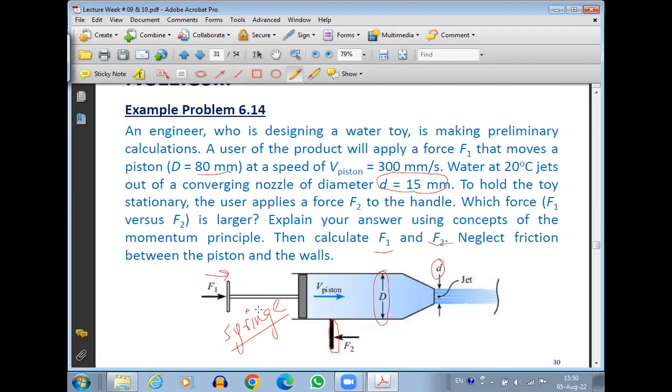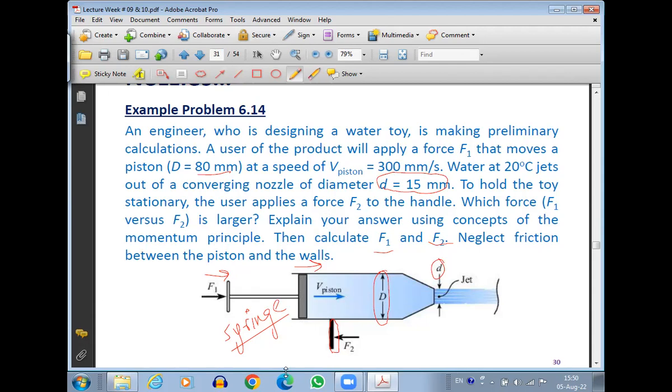And we are given the speed of the piston, which is 300 millimeter per second. So that's all. First of all, we need to find out which of these two forces is greater and which is smaller, and then we need to calculate how much is F1 and how much is F2.